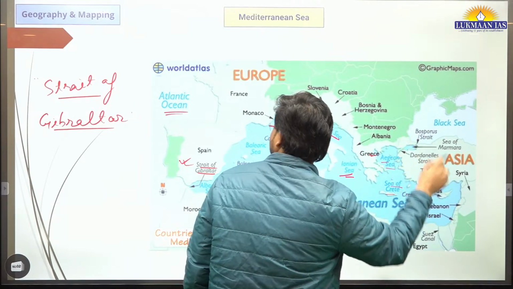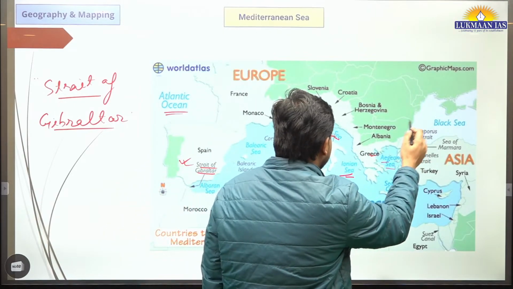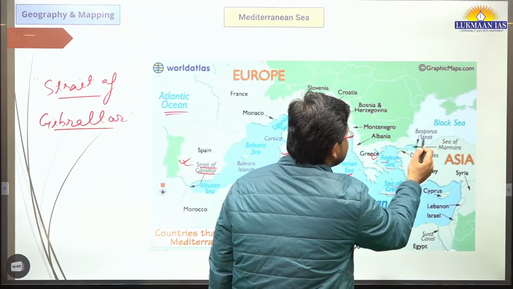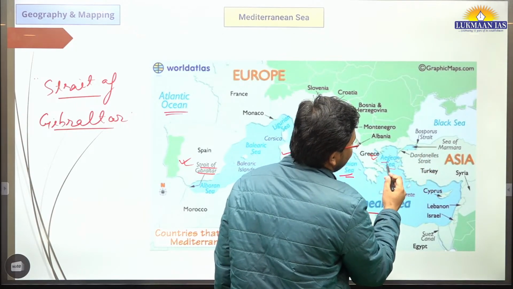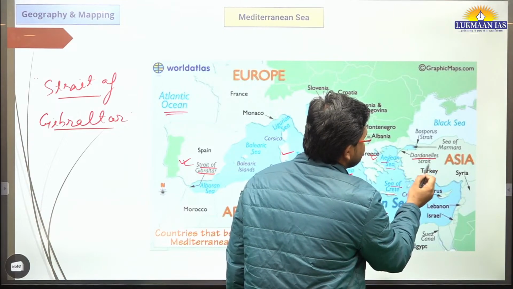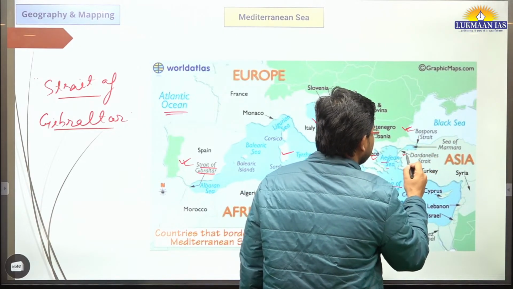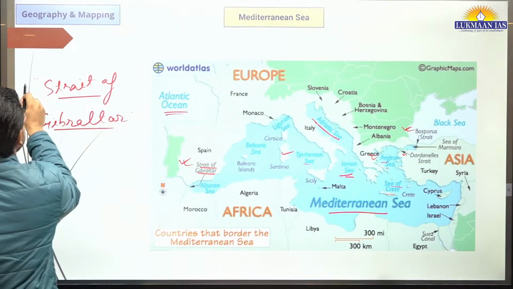And here we have another very important strait. This strait connects Mediterranean Sea with Black Sea, or we can say it connects Aegean Sea with Black Sea, if we go into a little more detail over here. So these straits are the Strait of Dardanelles and the Bosphorus Strait. Okay, so we are going to discuss this. The first strait that we discussed is the Strait of Gibraltar.